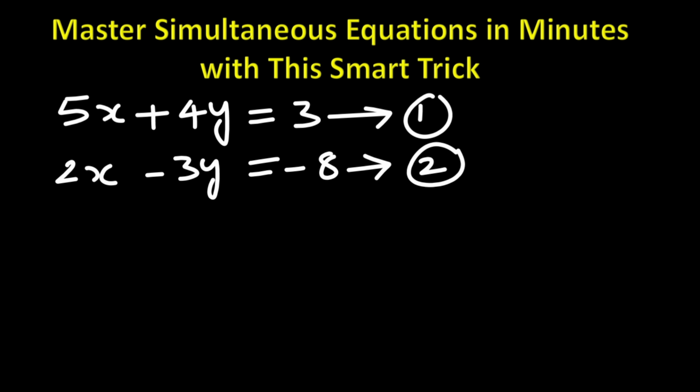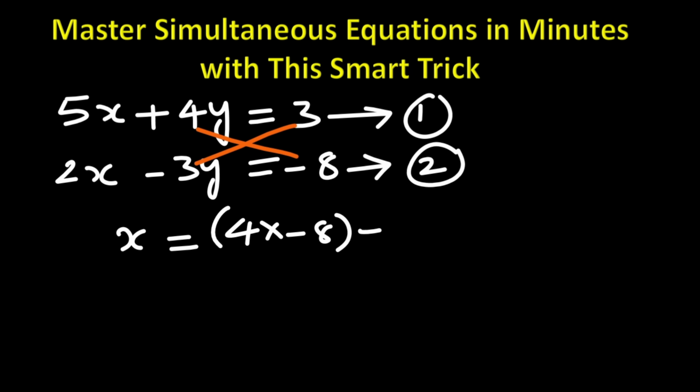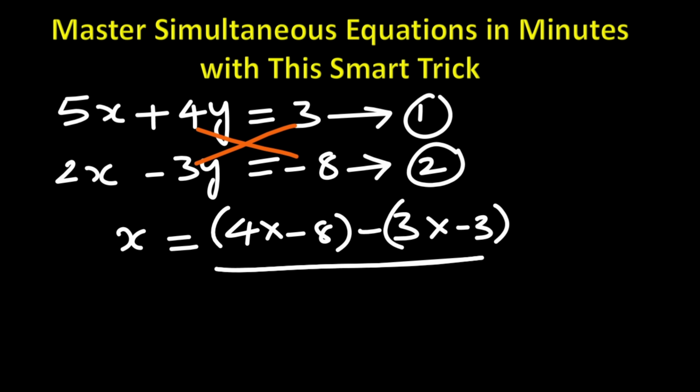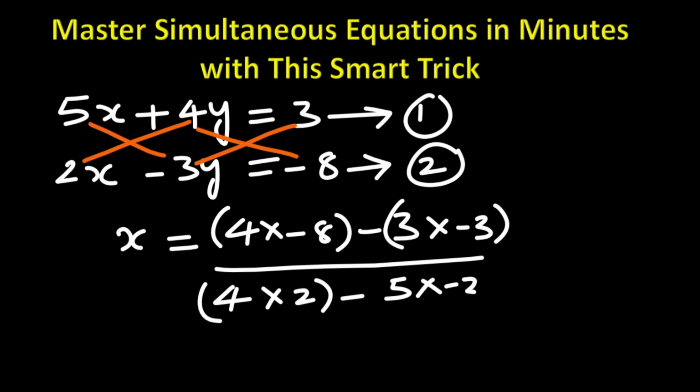We are finding the value of x first. So we write x equals, same thing. We start with the coefficient of y. So 4 times negative 8 minus 3 times negative 3. So we write 4 times negative 8 and then minus 3 times negative 3. And this whole thing divided by, we do again 4 times 2 minus 5 times negative 3. So we write 4 times 2 minus 5 times negative 3.